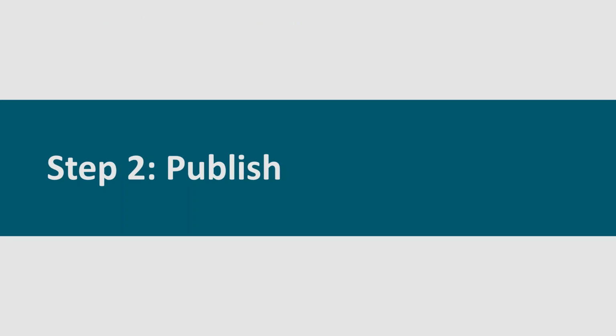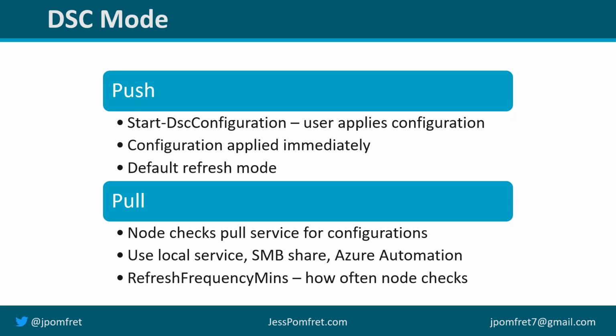So that's how we author our configuration. That's how we're going to write our configuration documents and design and describe our desired state. The next step is publishing them. So there are two modes of DSC, and I'm only going to talk about the push mode for today. And that is where we will take that MOF file that we generated, push it out to our target node, and then apply it on the node.